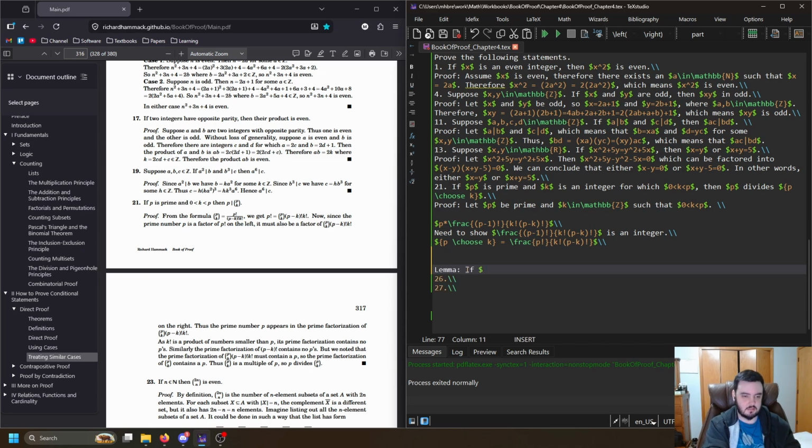But this is kind of the point that he's using. Well, let's read. You noted that the prime factorization must contain a p, so the prime factorization of p choose k contains a p.